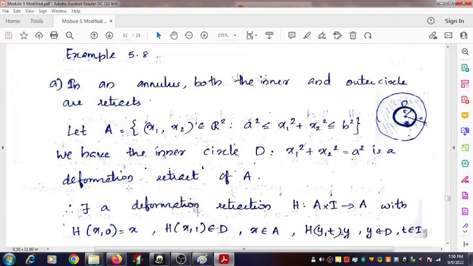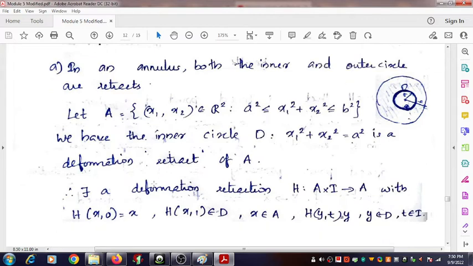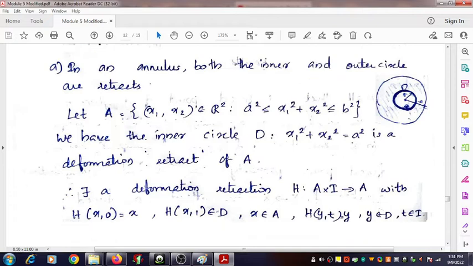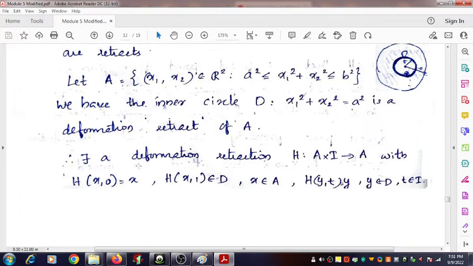And we also know that we have proved that it's a deformation retract of A. That inner circle is a deformation retract. Moreover, the outer circle is also a deformation retract of A. We also know that every interior circle, which is concentric to any circle, which has the same radius, can be a deformation retract, and that we know. But here we are restricting our attention to only the inner circle.